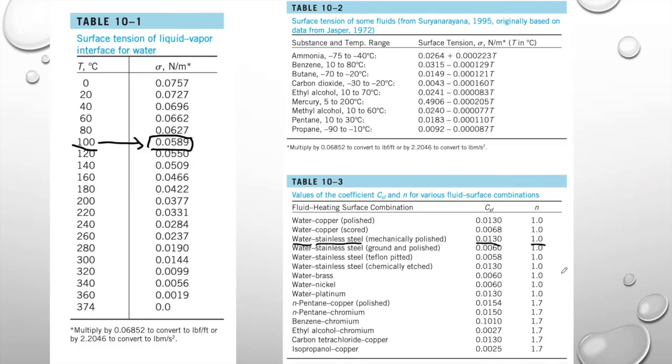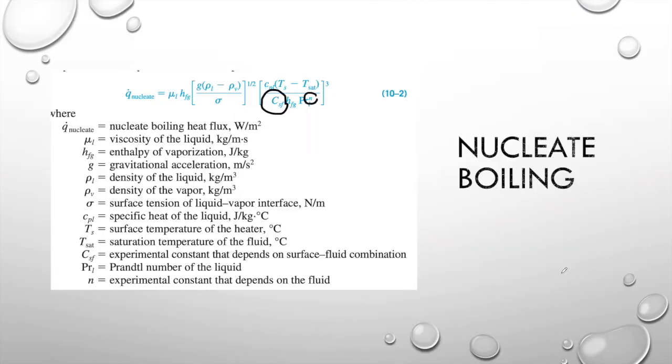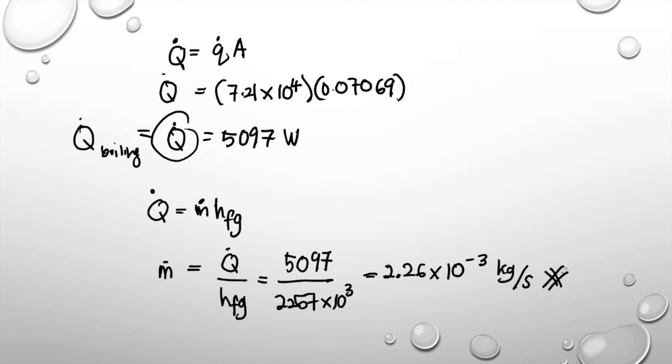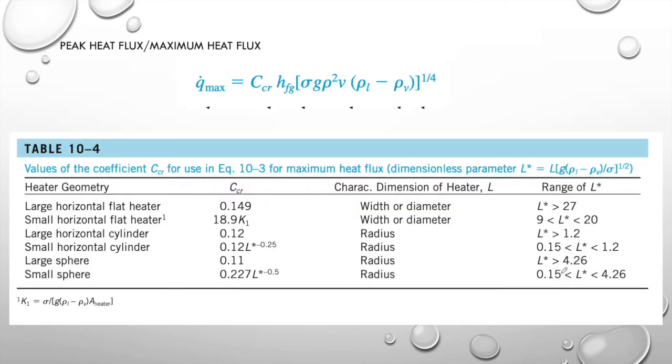Then you refer directly to the nucleate boiling equation to find the heat flux. After you determine the heat flux, if the question asks only about the heat flux, that is the end of your calculation. If the question asks about the rate of heat transfer, then you use this equation and change it into Q dot boiling.